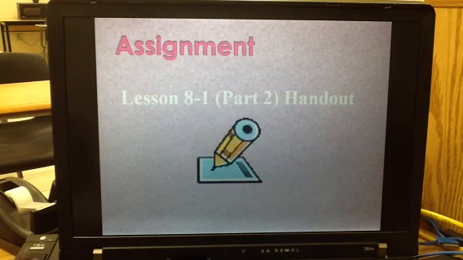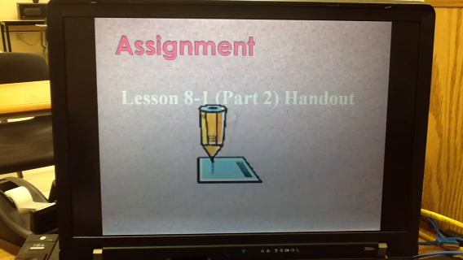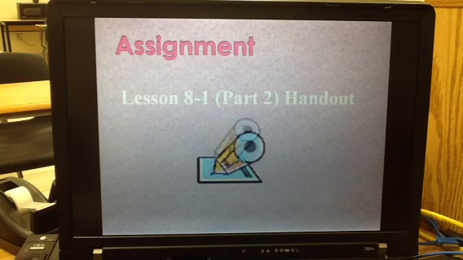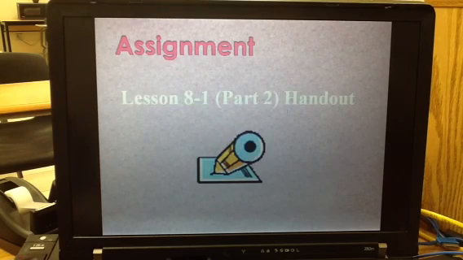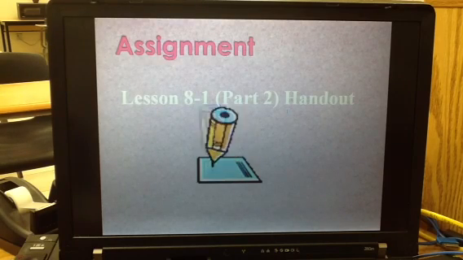And your assignment is going to be a handout. If you wanted to try to get a head start on it, it'll be in the assignment folder. And if you want to work on it in class tomorrow, you can work on it in class. It will be due Monday.